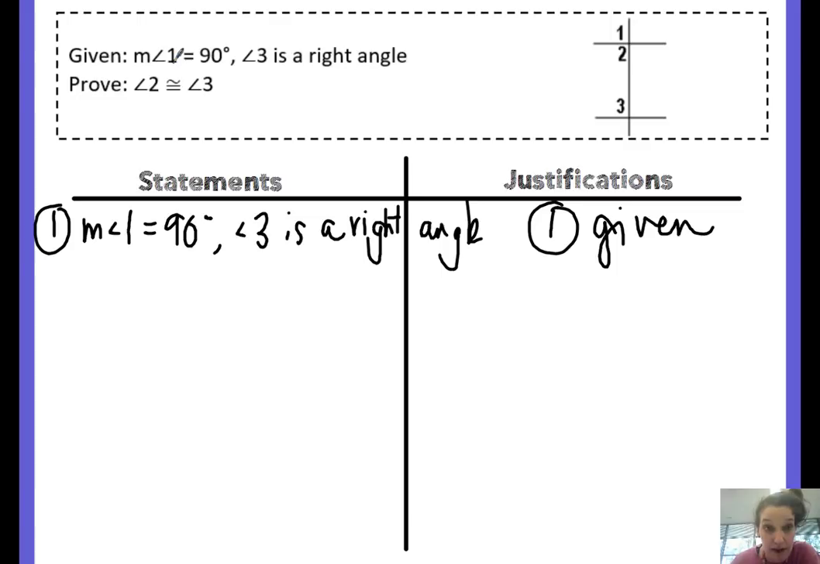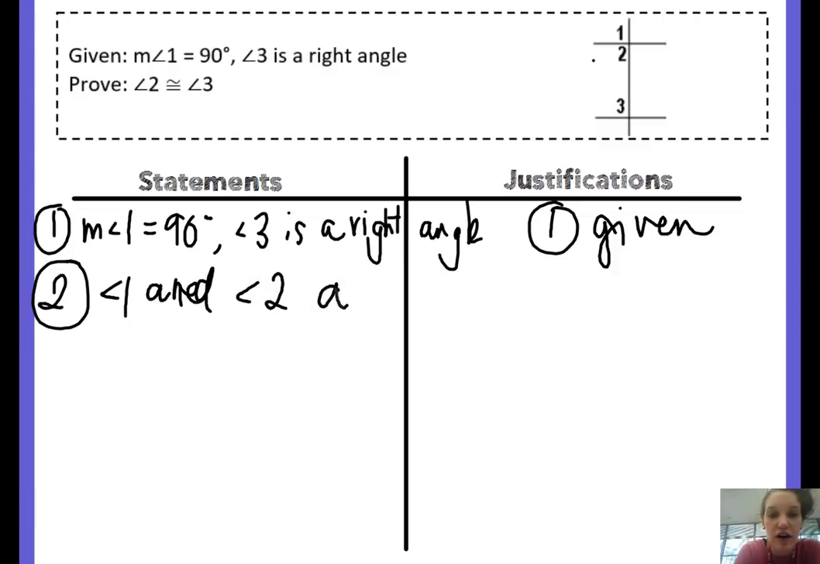So I know some stuff about angle 1, I know some stuff about angle 3. I gotta figure out how to loop in angle 2. I'm gonna go look at my diagram. I see in my diagram that angle 1 and angle 2 form a linear pair. So I'm gonna put that in my proof. I can say angle 1 and angle 2 are supplementary. Remember, first you have to spell it out in words. Angle 1 and angle 2 are supplementary.